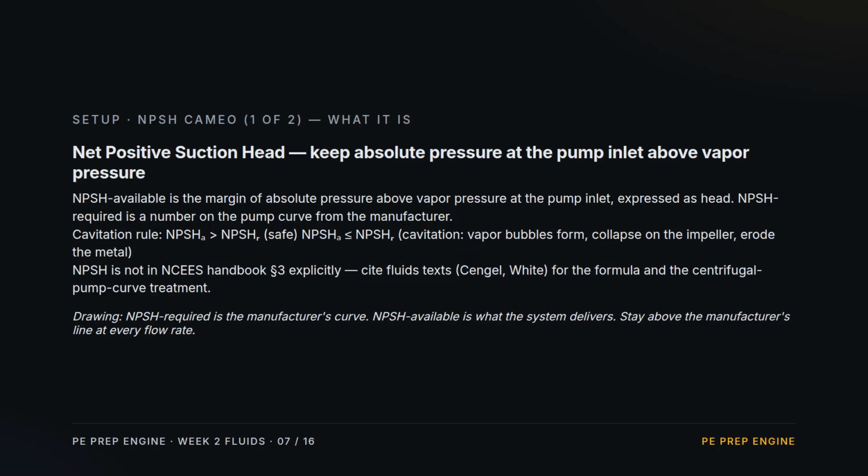NPSH Cameo, slide 1 of 2. NPSH available is the margin of absolute pressure above vapor pressure at the pump inlet, expressed as head. NPSH required is the curve the manufacturer publishes. The cavitation rule, available must stay above required. If it doesn't, vapor bubbles form and collapse violently on the impeller. Erosion, noise, vibration, eventually a destroyed pump. NPSH is not in Section 3 of the Handbook. Cite a fluids text such as Cengel or White.